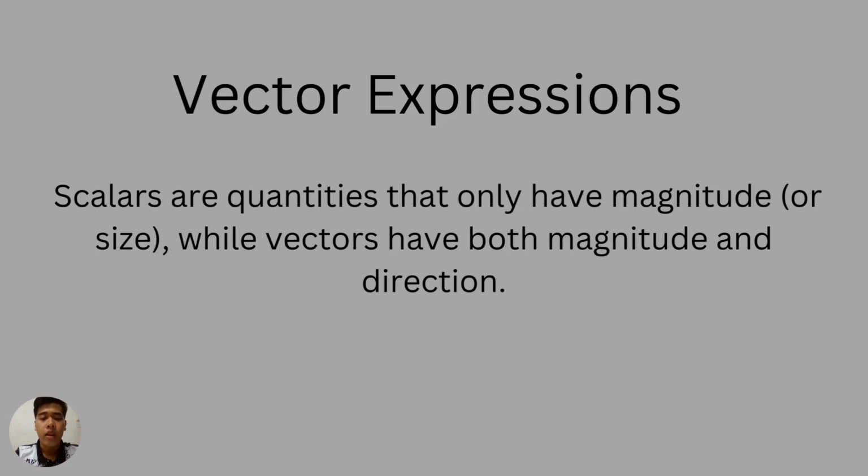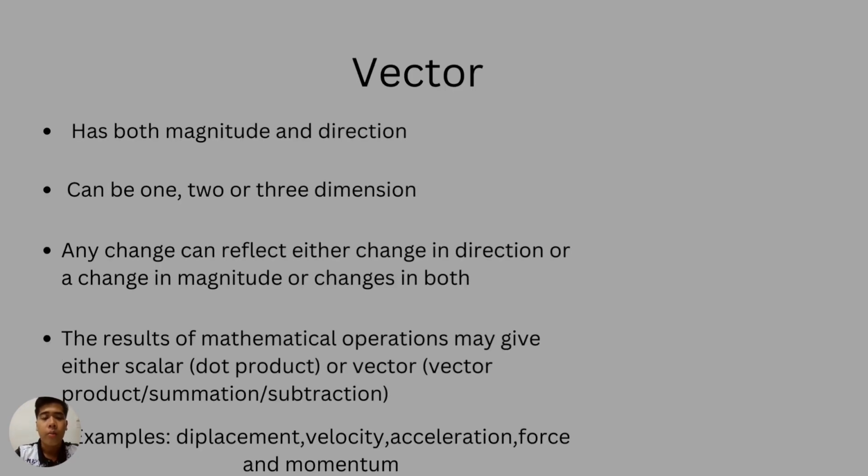Vector expression. Scalar are quantity that only have magnitude or size, while vector have both magnitude and direction. Vector can be one, two, or three dimension. Any change can reflect either change in direction or a change in magnitude or change in both. The result of mathematical operation may give either scalar or vector. Example: displacement, velocity, acceleration, force, and momentum.